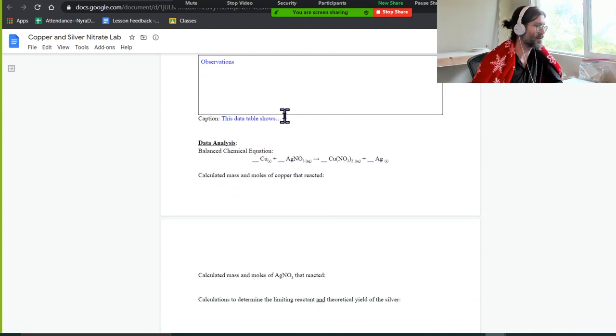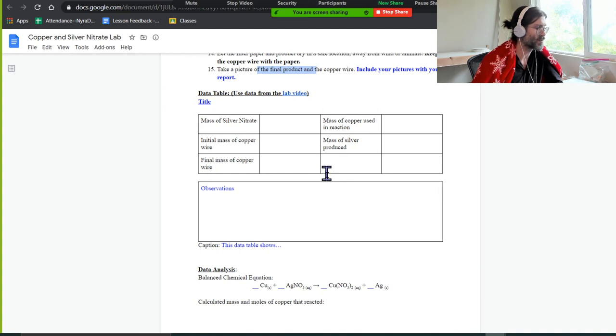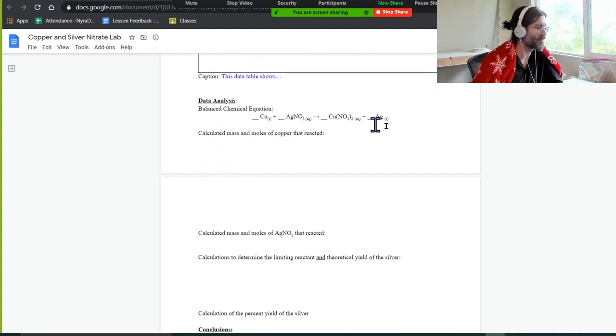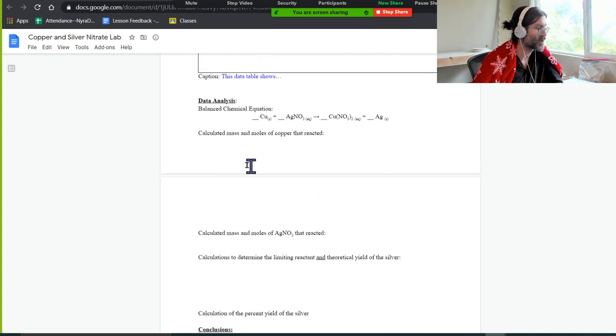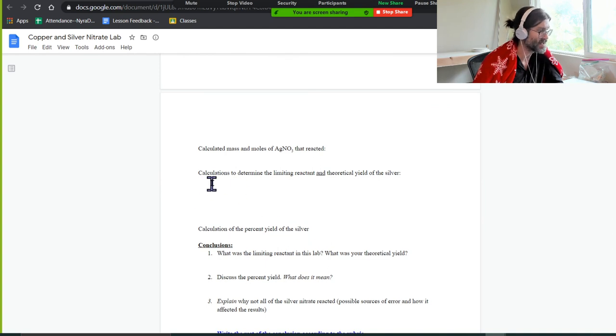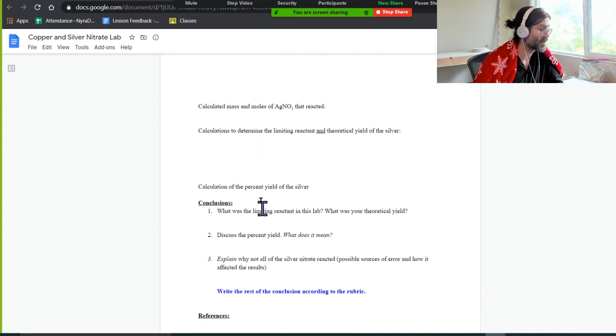There's a data table with observations. We want a caption. We want a title. Balance. There it is again. Balanced chemical equation. And here we go with all the stuff that we've spent the last week and a half going over in class. We want mass in moles of the copper, mass in moles of the silver nitrate. Calculations to determine the limiting reactant and the theoretical yield of the silver. Also calculate the percent yield of the silver. Again, the masses of each of these things will be in the video.